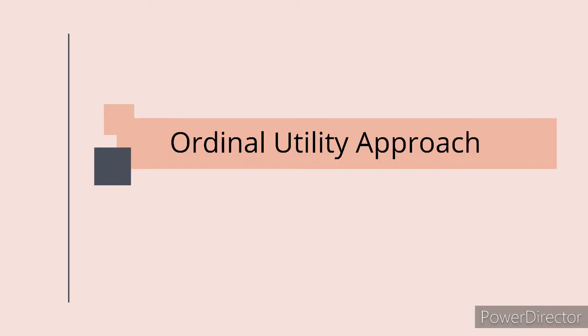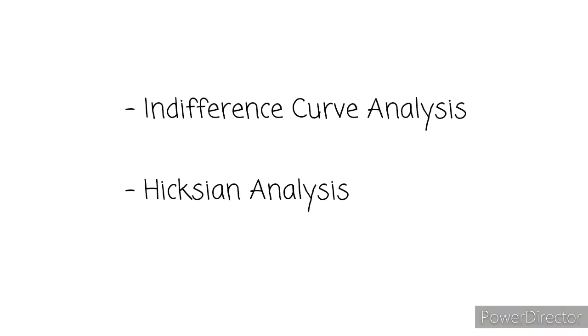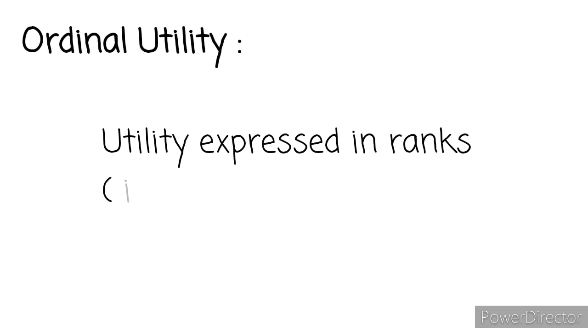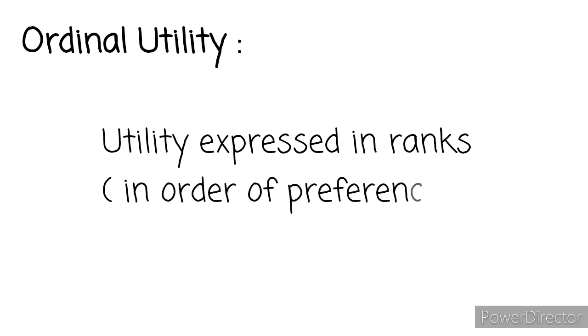So ordinal utility approach is also called indifference curve analysis or Hicksian analysis. In cardinal utility approach, we used numbers to express our satisfaction levels. And in the limitations, we talked about how it is impossible to express our satisfaction level with numbers. So in ordinal utility approach, we express the utility in ranks, that is, in order of preferences.